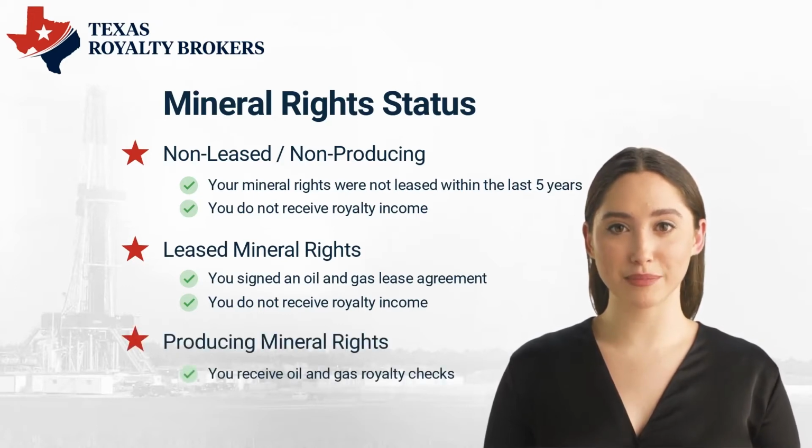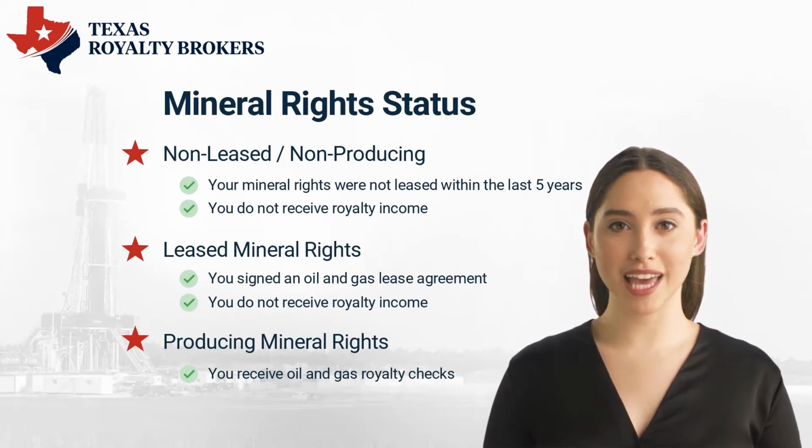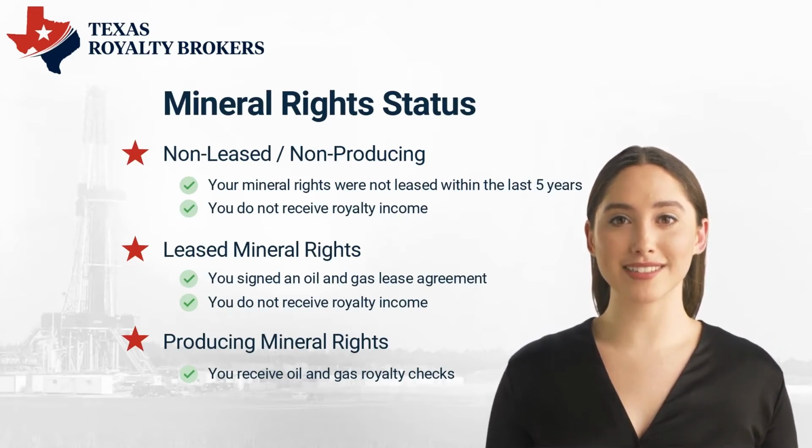The third stage is producing mineral rights. If you have producing mineral rights, this means you get a royalty check from an oil and gas operator. This royalty check may come monthly or once every few months depending on how much oil and gas is being produced. Now, let's take a look at how to estimate mineral rights value at each stage.